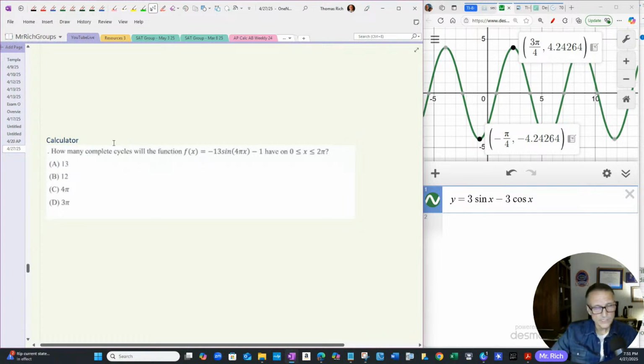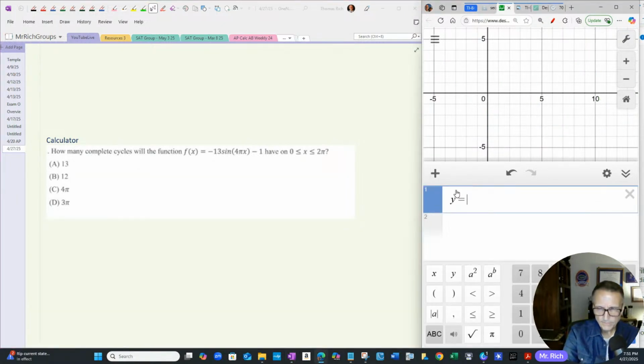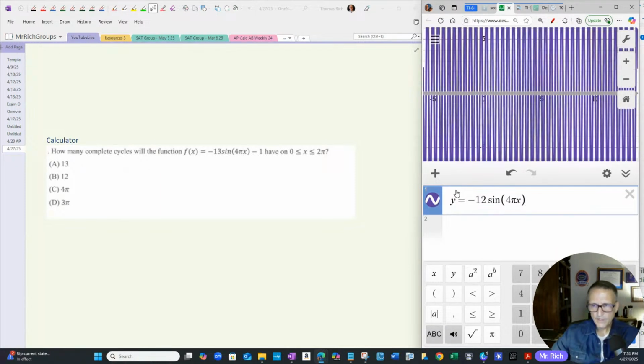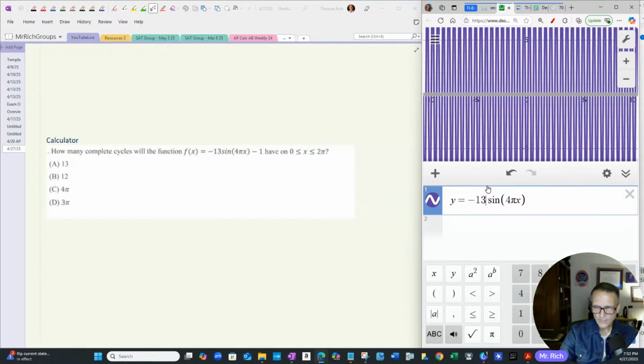Now, how many complete cycles will this function have on the interval 0 to 2 pi? Still calculator active. We're going to graph this thing. -13 sine of 4 pi x. Okay, there it is. I'm going to rescale it. And boy, that makes me wonder, did I put it in right? Well, I got to put a 13 in, not a 12. I'm not sure that matters too much, but there it is.